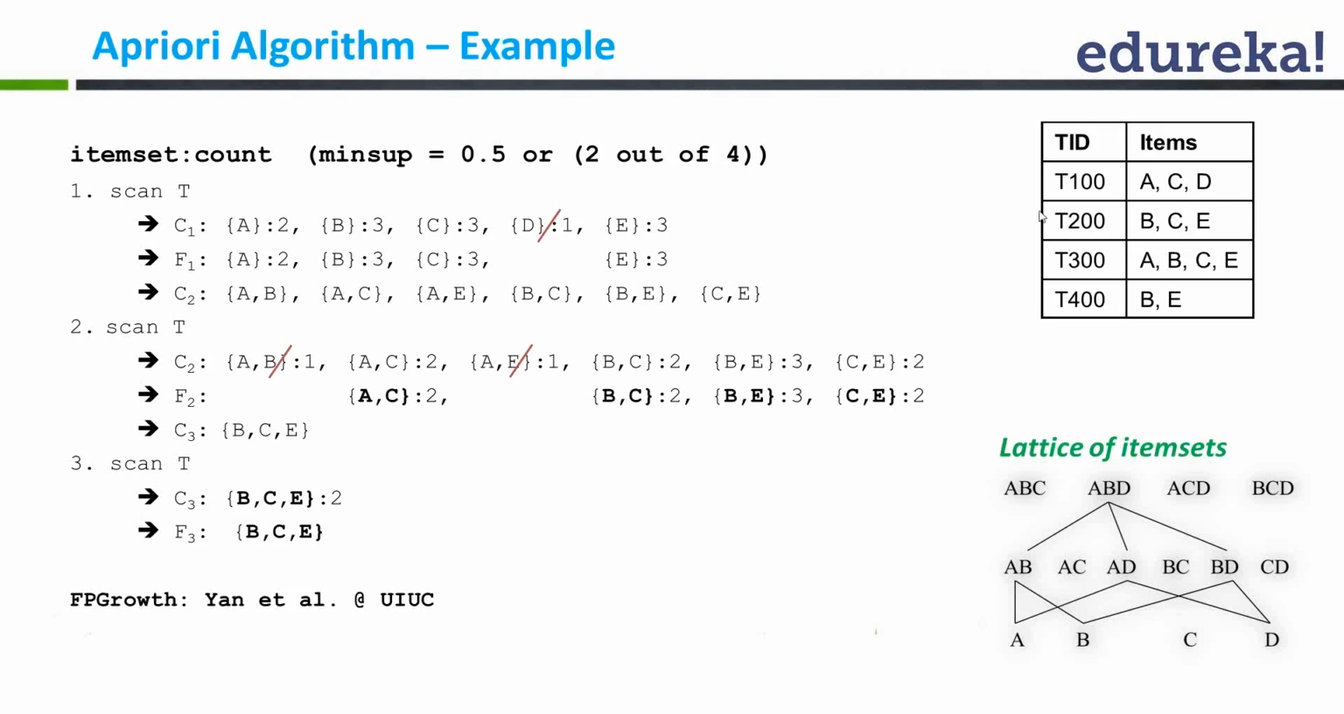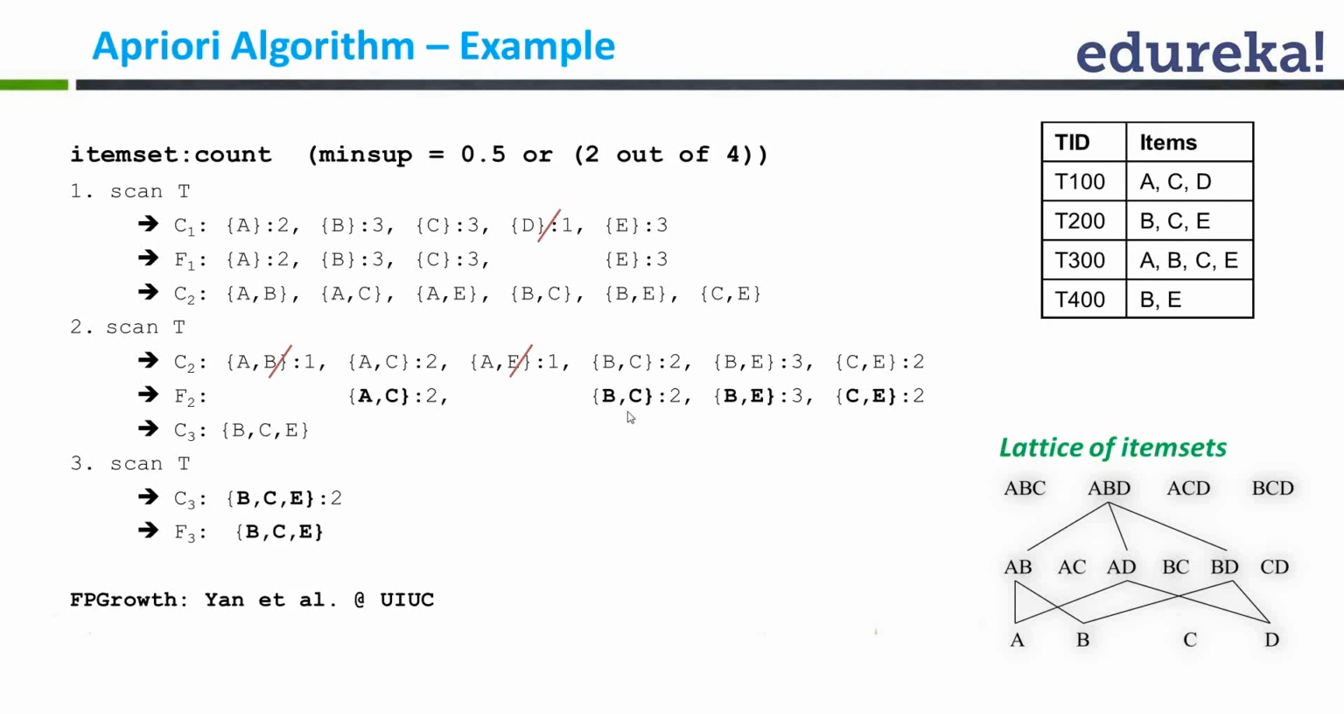Now again you scan your database, your transaction set, and then provide counts for each of these. A and B occurs in only one transaction, so my count is 1. A and C occurs in 2 transactions, so my count is 2, and so on. And again I see that this one is occurring only once, which is less than my minimum support of 2, so I cross it out. I get my frequent item sets to be these 4, whose count is greater than or equal to my minimum support of 2.